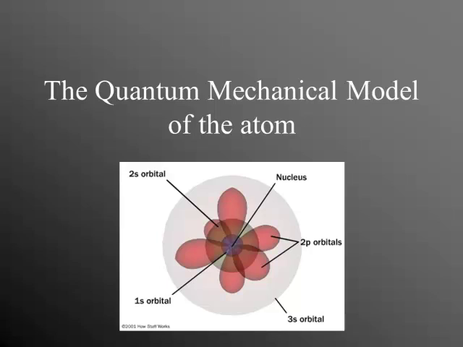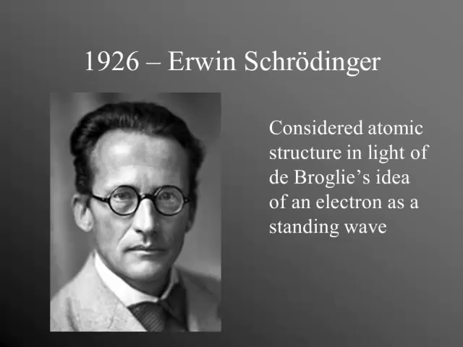Let's discuss the current quantum mechanical model of the atom. Erwin Schrödinger gets the credit for the current quantum mechanical model. Schrödinger's description of the atom is a major change from atomic models of the past. In the past, atomic models focused on physical descriptions of the atoms.